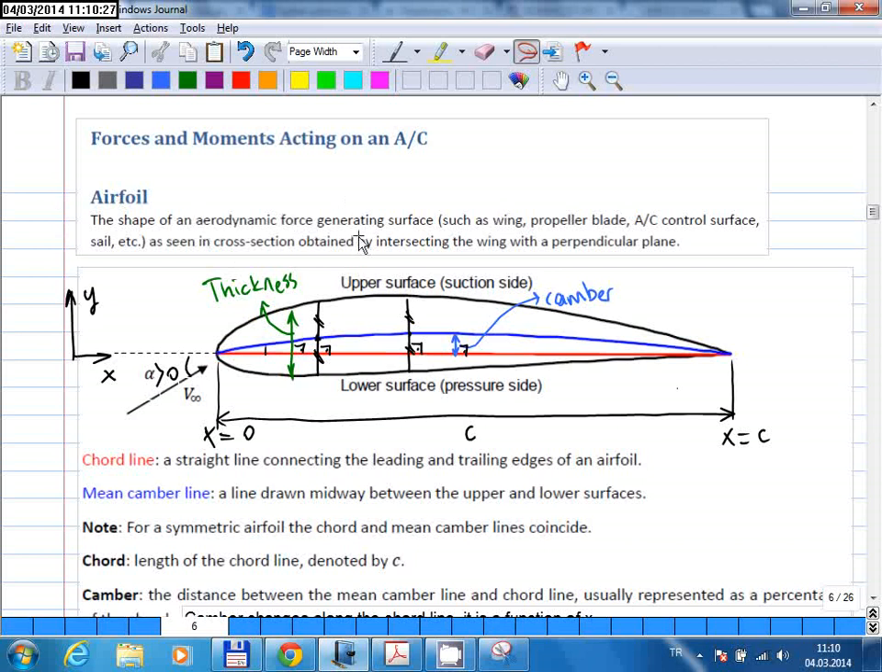The shape of the aerodynamic force generating surface is seen in cross-section obtained by intersecting the wing with a perpendicular plane. So basically you cut a slice of your wing, and if you look at the cross-section, the shape you see is called an airfoil. So just like the wing planform, to use airfoils in engineering calculations, we need to define certain parameters that describe the shape of an airfoil.